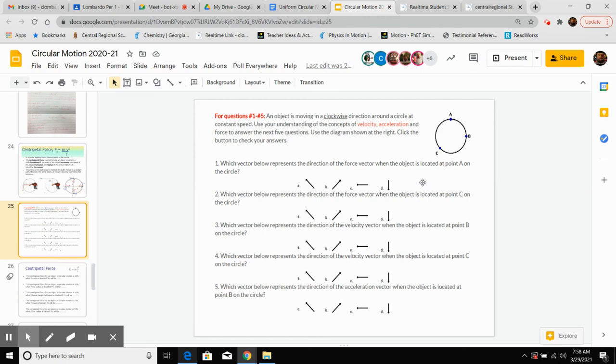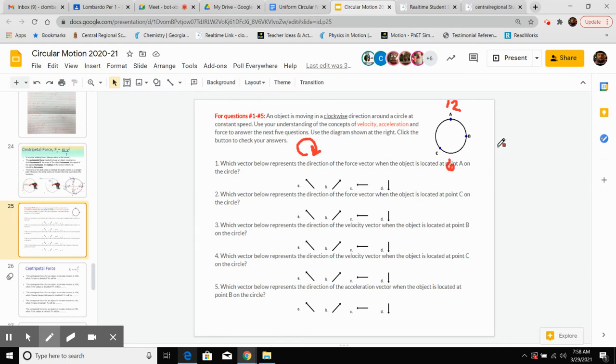In this one, they wanted to show this is moving clockwise. So since this is moving clockwise, again, it's doing one of those. Oh God, that's an awful arrow. Shut up. So clockwise will be going from 12 to 3 to 6. All right, so which vector below shows the force vector when it's located at point A?